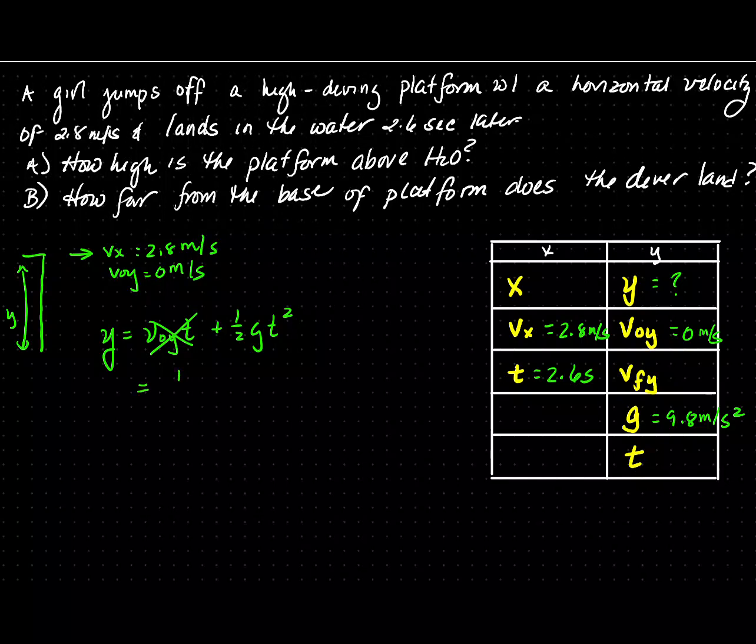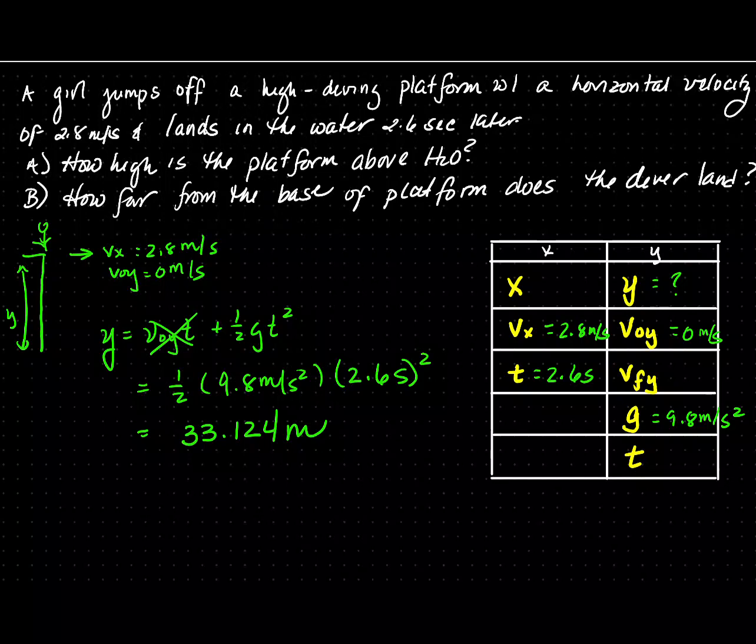So then this becomes 1/2 times 9.8 meters per second squared, and my time is given as 2.6 seconds, squared. If I do my math, I will get approximately 33.124 meters. If you notice, again, I make gravity positive, so that means y is positive. So at this point where the girl dives off, it is 33.124 meters below.